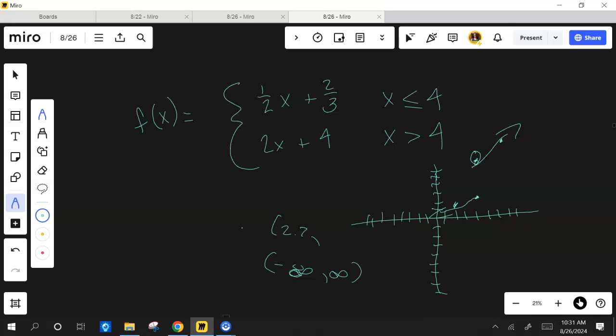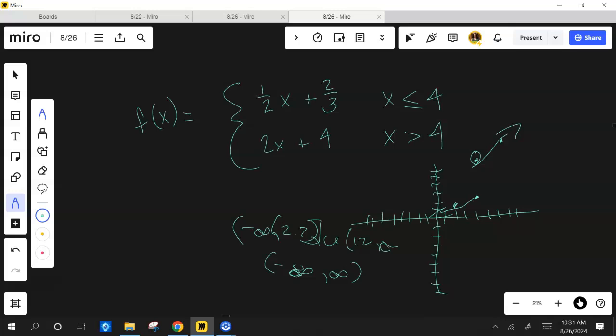Okay, wait, and then you write like a U? Is it a bracket or parentheses? I don't know. Then write a U. Like a normal U? Okay. 12. Parentheses because it's open. 12, infinity.